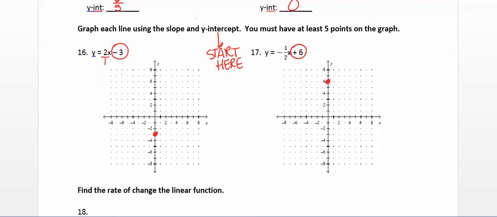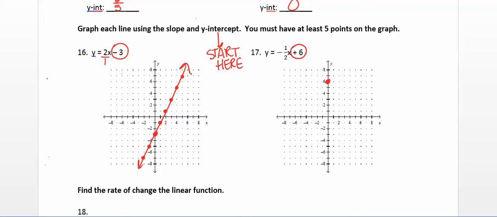Now I'm going to use my slope to help me get my next series of points. The slope for 16 is positive, so I'm going up 2 and over 1 from the y-intercept. So up 2 over 1, make a dot. Up 2 over 1, up 2 over 1. And you continue this pattern all the way across the graph. If you want to go in the other direction, you would go down 2 and then to the left 1. And you'll notice that this makes a straight line across the graph.